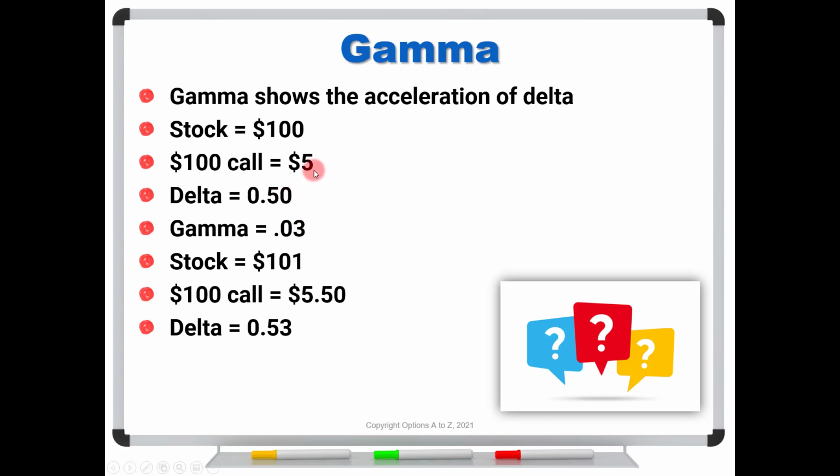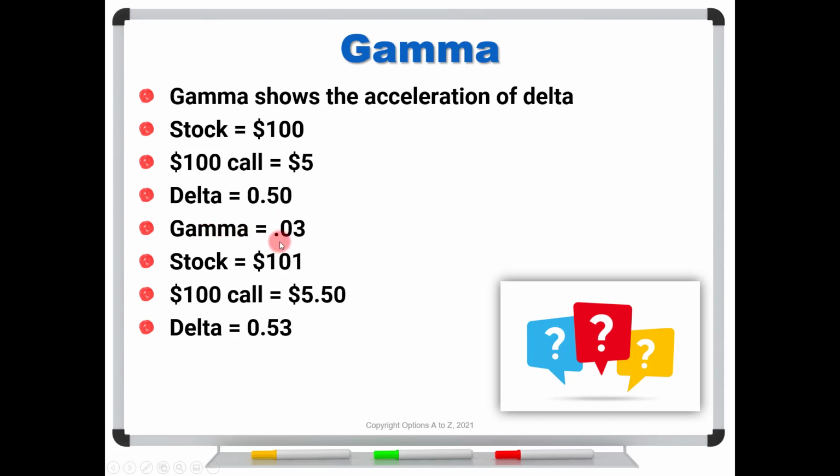Now, of course, after the stock makes that $1 move, you're going to get a new option price, a new delta, new gamma, new theta. All of your Greeks change. So delta again shows how sensitive the option's price is to changes in the stock's price, while gamma shows you the sensitivity of delta. Okay, so again, that's really the basic definition of gamma.